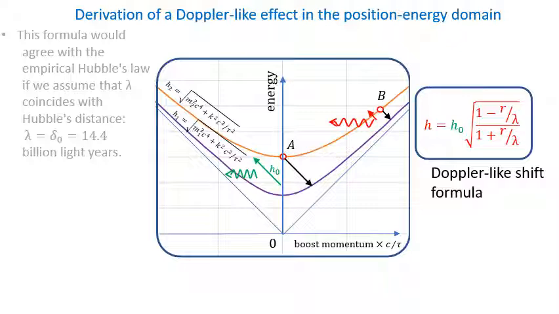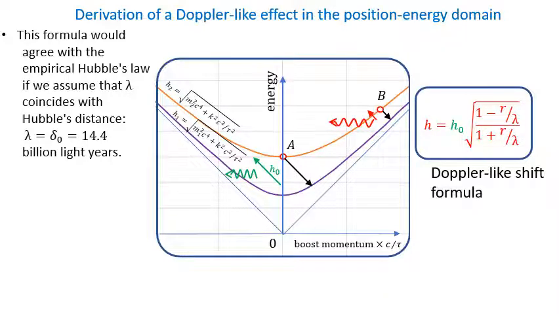Then we conclude that the energy of photons emitted by a distant atom is lower than the energy of photons emitted by the atom nearby. This formula would agree with the empirical Hubble's law if the size of the universe lambda is chosen to be equal to Hubble's distance of 14.4 billion light years.